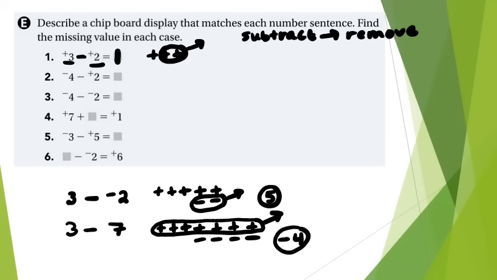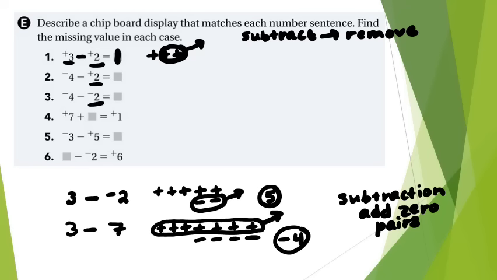This is a tricky concept, and it's going to take practice. But basically, when you have subtraction problems with integers, often you're going to need to add 0 pairs if you don't have the right number of pieces to remove. So be really careful to notice what kinds of pieces you're being asked to remove in each problem so that you can think carefully about if you have those or if you're going to need to add some zeros in order to complete the problem.